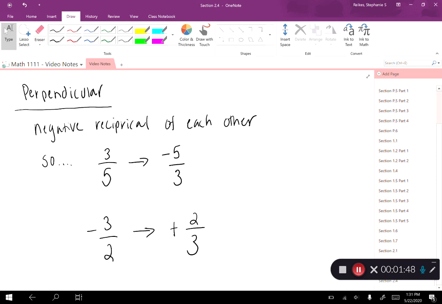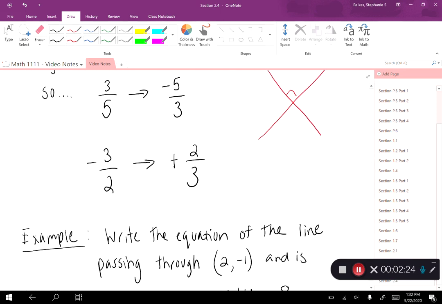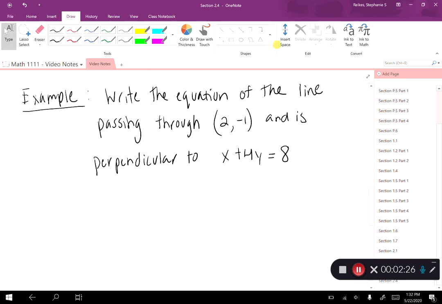Next, let's discuss perpendicular lines. Lines that are perpendicular have slopes that are negative reciprocals of each other. And so that will look like two lines that crisscross each other at a 90-degree angle. So if one line has slope 3/5, then the perpendicular slope is -5/3. If I have one slope -3/2, then the perpendicular line will have slope +2/3. Let's take a look at an example.